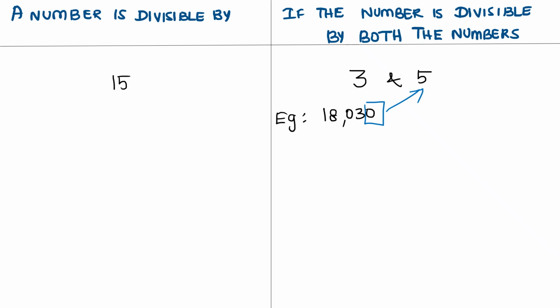Now let's take the divisibility rule of 3, that is the sum of the digits. 1 plus 8 plus 0 plus 3 plus 0, I will be getting here 12. Now 12 is divisible by 3, therefore 18,030 is divisible by 3. It is satisfying both the conditions, that is divisible by 3 as well as 5. I can come to the conclusion that this whole number is divisible by 15 also.